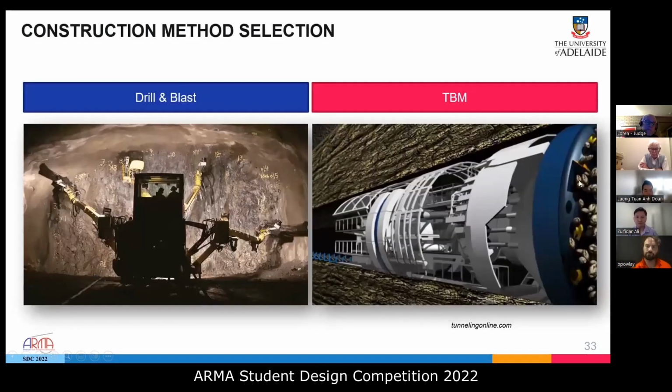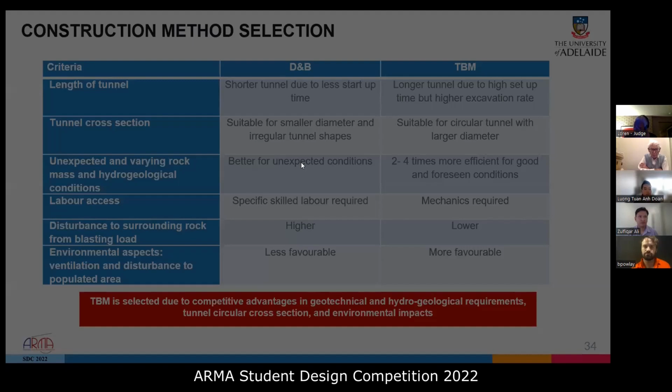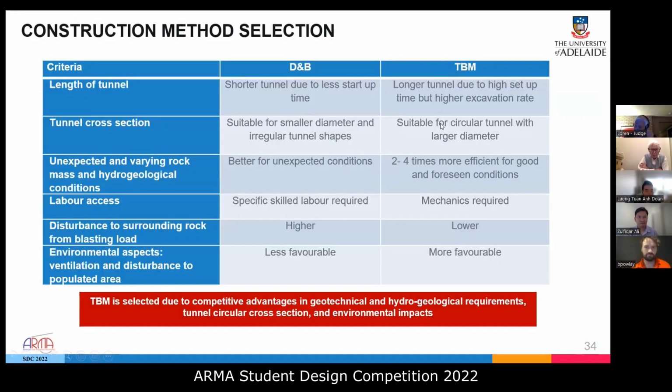In terms of the construction method selection, generally there are 2 main methods, which are drill and blast and tunnel boring machine. To decide which method should be used, we analyze the benefits of each method and select the one that fits better into our design requirements. Length of the tunnel is one of the most critical factors to consider. Drill and blast will benefit shorter tunnels due to less startup time, while TBM is more favorable for longer tunnels due to higher excavation rate and extra cost in boring bit replacement.